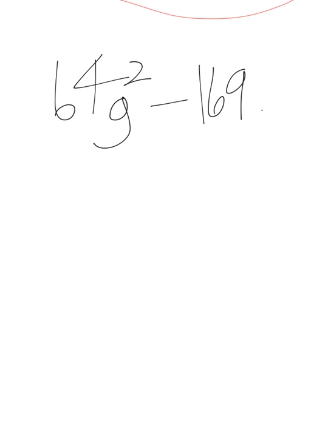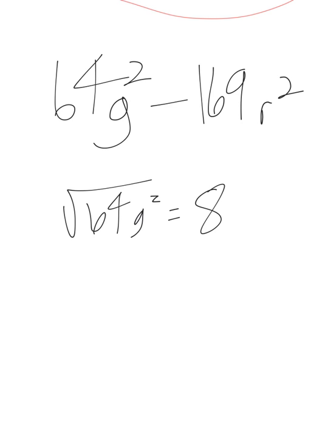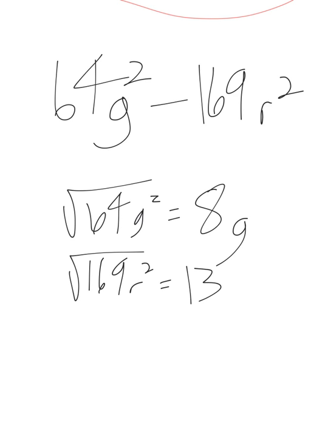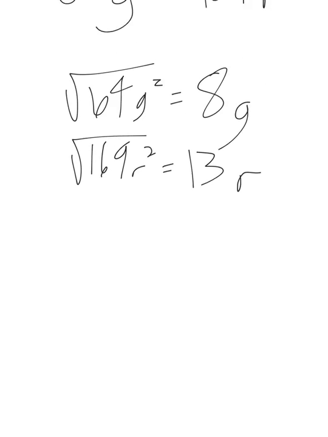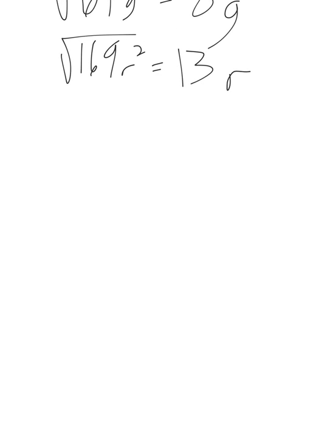Let me do one more. So here I have 64g squared minus 169r squared. Okay, so what's the square root of 64g squared? Square root of 64 is 8, square root of g squared is g. And what's the square root of 169r squared? Square root of 169 is 13. Square root of r squared is r. All right, so my answer then is just 8g minus 13r.